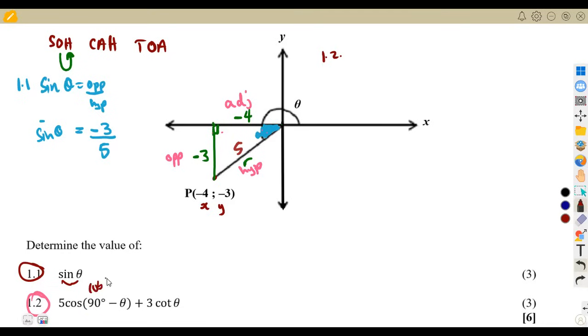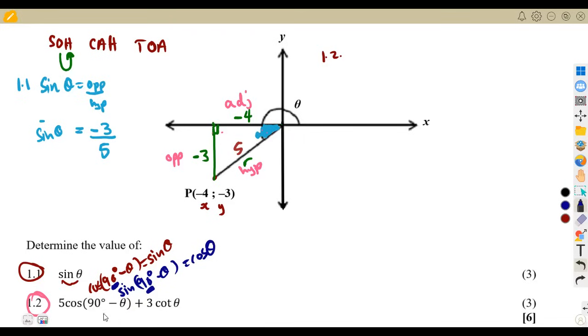The cosine of 90 degrees minus theta is equal to the sine of theta. And also you must know that the sine of 90 degrees minus theta is equal to the cosine of theta. So it changes: cos changes to sine, sine changes to cos, all right? Whenever you see this 90 minus theta. So cos(90 minus theta) is sine theta. Sine(90 minus theta) is cos theta.